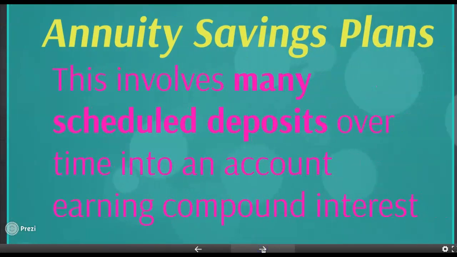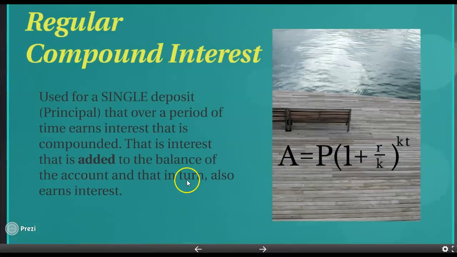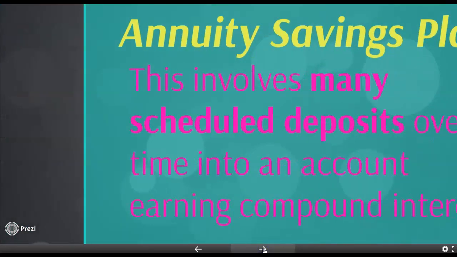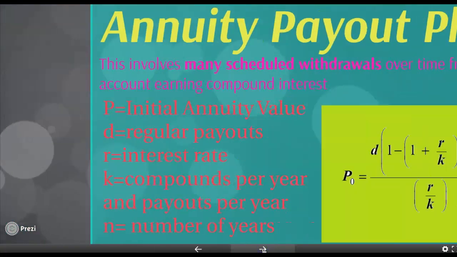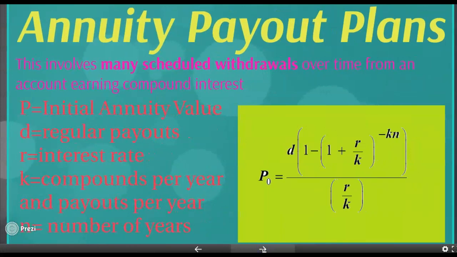Then we also studied annuity savings plans. And annuity savings was when you had scheduled deposits over time. The difference between that and regular compound interest was that regular compound interest is a one-time investment. And that should be noted. It's a single deposit. And this is when you have many scheduled deposits. It is an annuity savings plan, and that's also compound interest. And then annuity payout, where the money comes back.